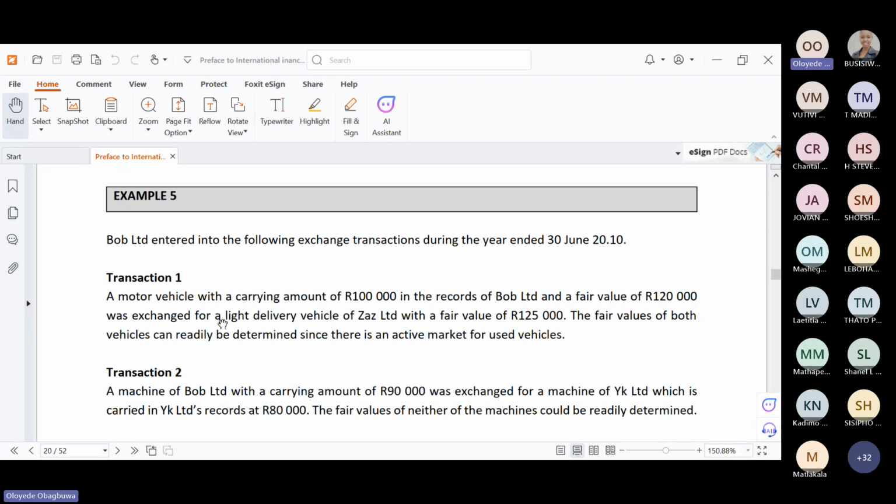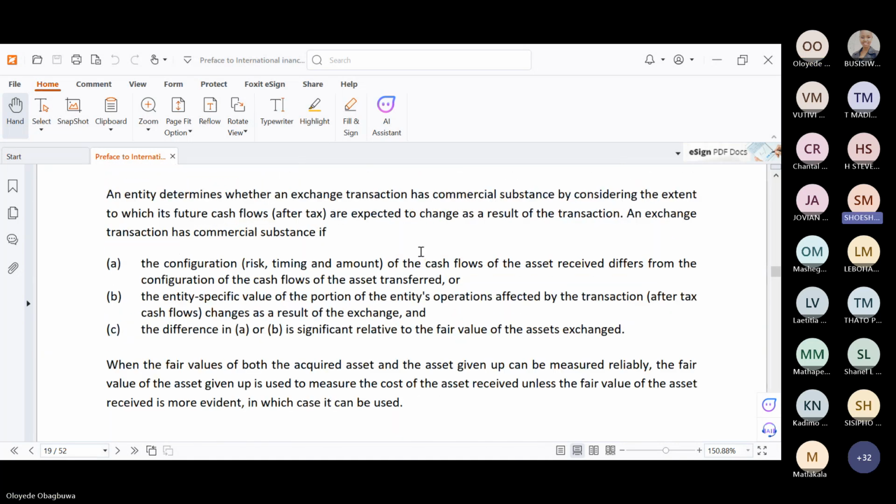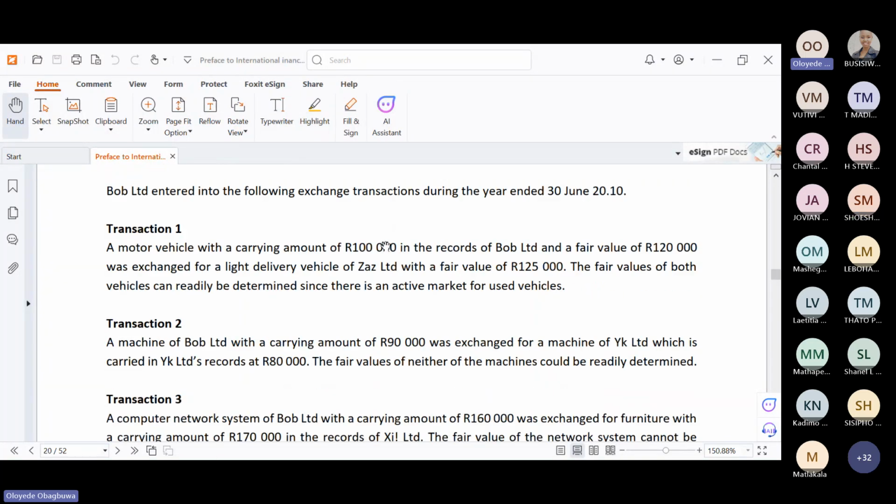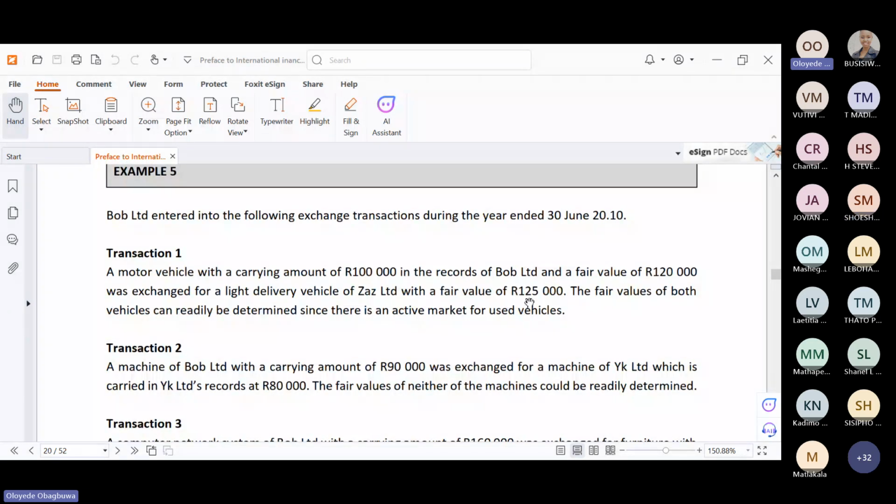Yes. So when he collects this light vehicle from SAS, in his books, he's not going to record the value that SAS put on its vehicle. Based on the dictates of IAS 16, paragraphs 25 and 26, he's not going to use the value that SAS put on its vehicle. The standard recommends that he will use the fair value of the item given up. Is that clear?